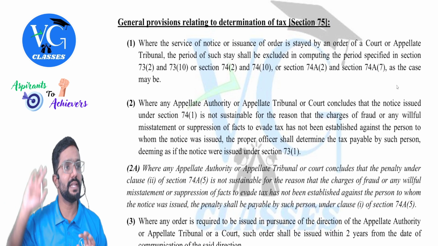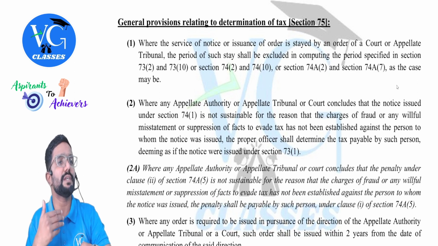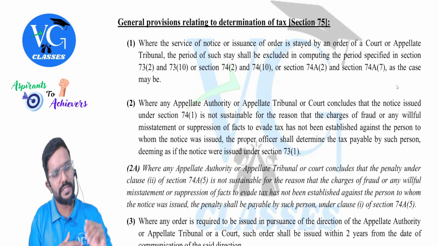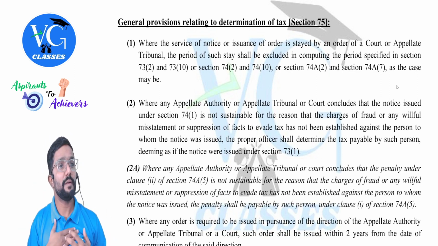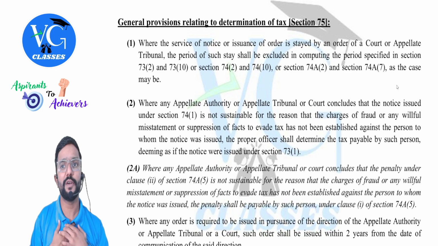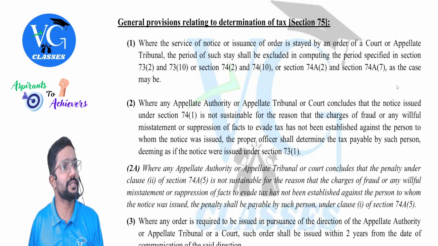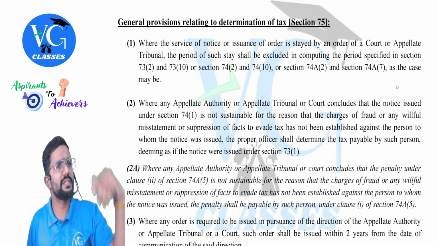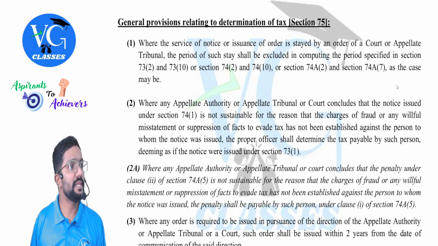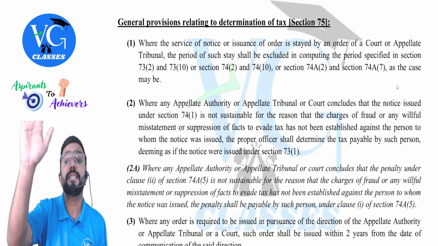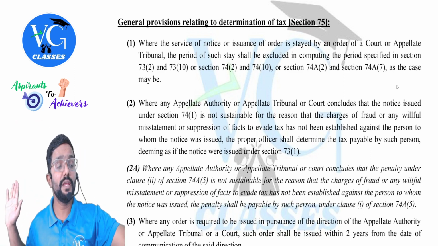Guys, simple. What they're telling is, now assume the proper officer started giving notice or he was about to give notice, but the registered person got to know about it, so he went to a court telling, sir, this person is about to give a notice or has already given a notice. In that case, assume a court has passed a stay order telling, for 3 months, don't do anything.